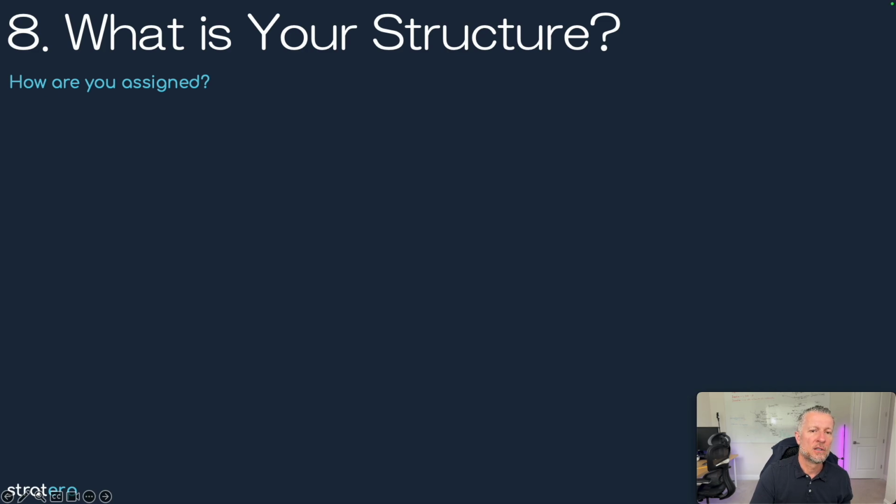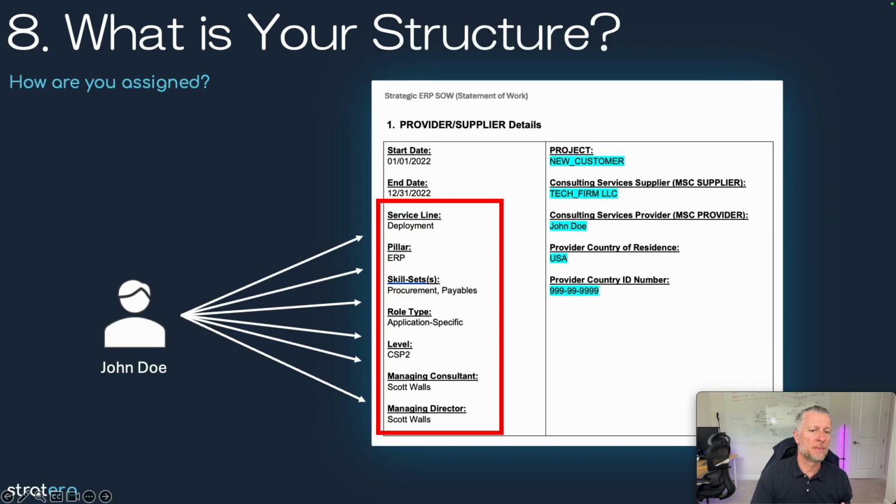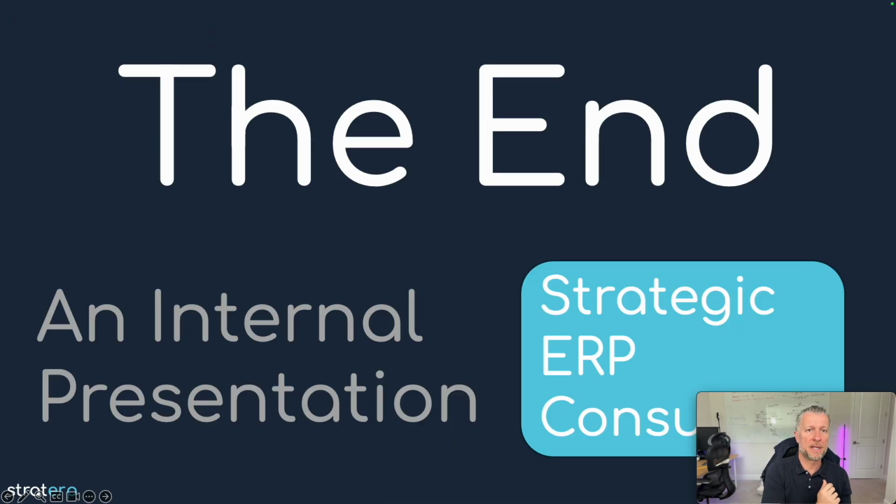Now, lastly, what is your rate structure? So how are you assigned? Just like we had this at the end of the slide deck and video for how the providers are structured for compensation, we have the same concept here. John Doe can look on his or her SOW to find their service line, their pillar, their skill set, their role type, their level, etc. So that's it. That explains how we group different providers together and how the structure tends to work so that we can manage and support everybody.